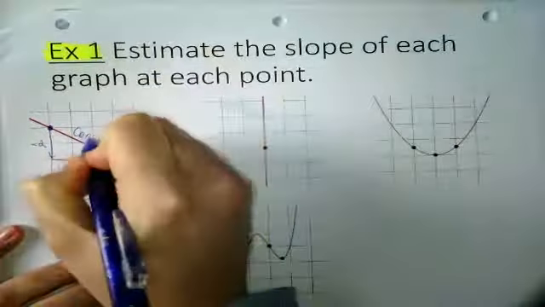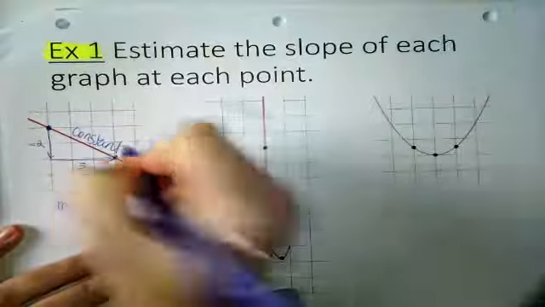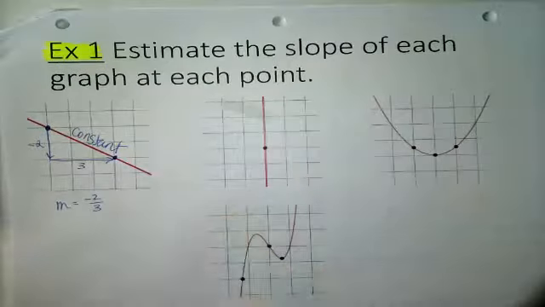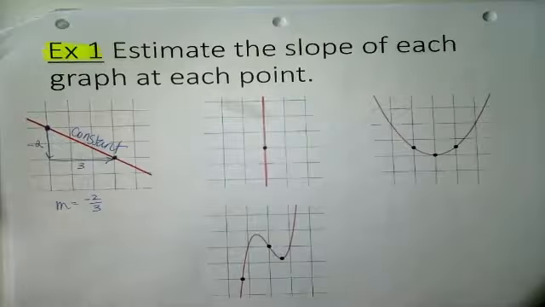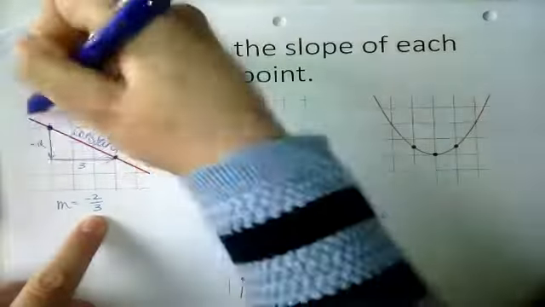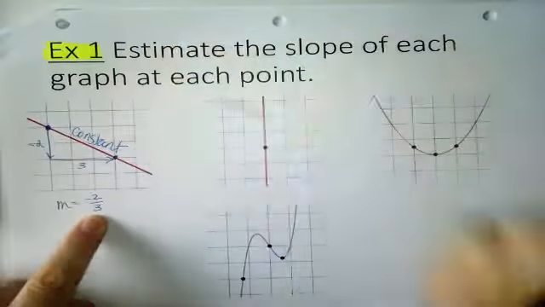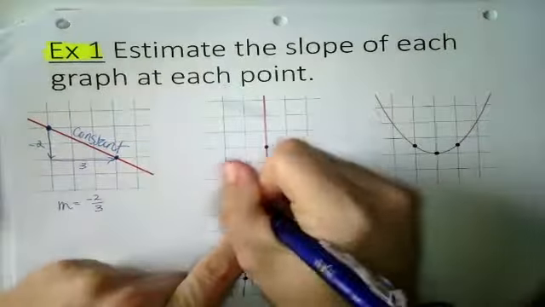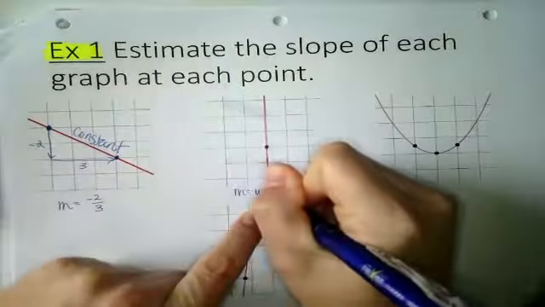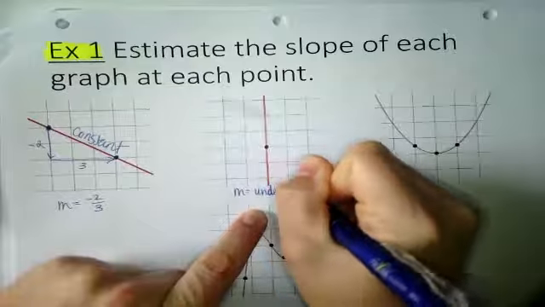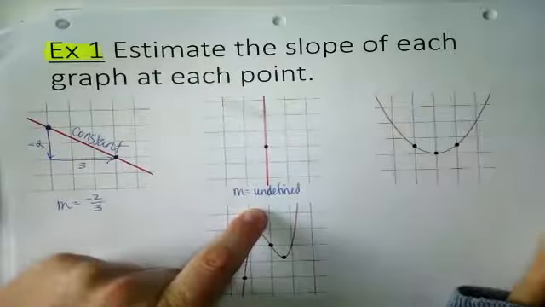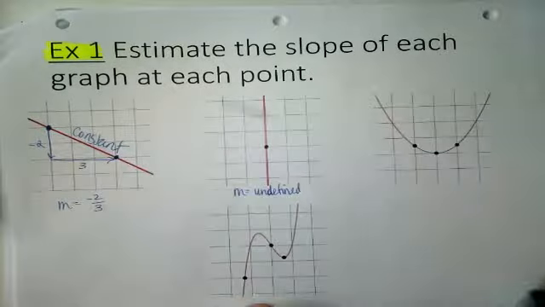Because this is a constant slope, it is not changing, it is linear. Everywhere on this line has the same slope. Well, that makes sense. What's the slope of a vertical line? Undefined. Very good. And we know that we can't take a derivative where we have a tangent line that is undefined.